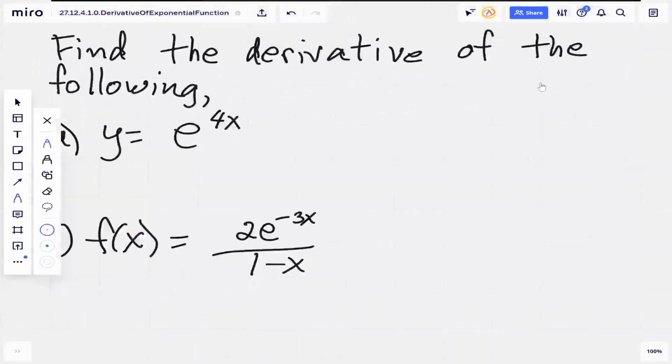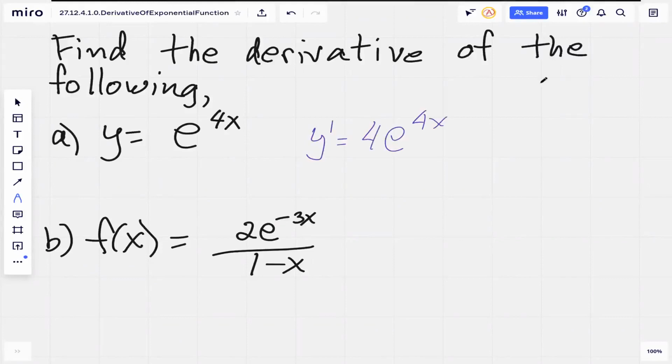Okay, let's pick a color. How about purple? All right, y equals e to the power 4x. Okay, so y prime equals 4 times e to the 4x. So we're using the fact that when y equals e to the x, the derivative of e to the x is just e to the x. All right, and in this case, we need to use the chain rule because the exponent is actually a function.